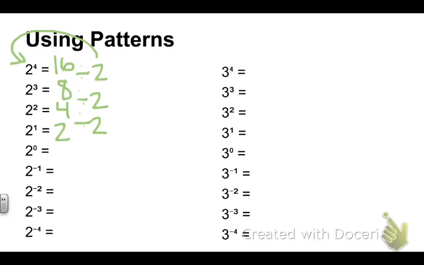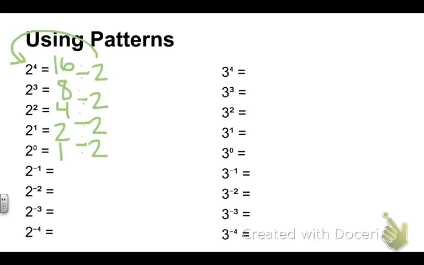Alright, now this is where it gets crazy. Keep the pattern. Divide by 2, divide by 2, divide by 2. Keep dividing by 2. What's 2 divided by 2? It's not 0, it's 1. Alright, check it on a calculator if you don't believe me. Take 2 to the 0 power. What do you get? There is a pattern. Every single time it's being divided by 2.